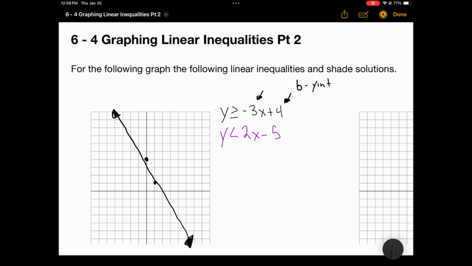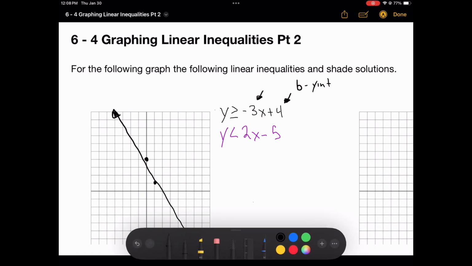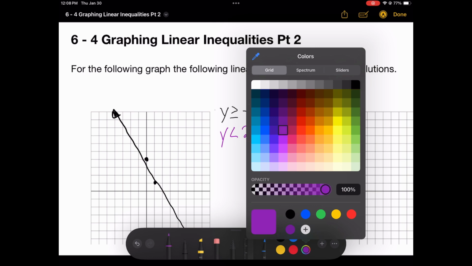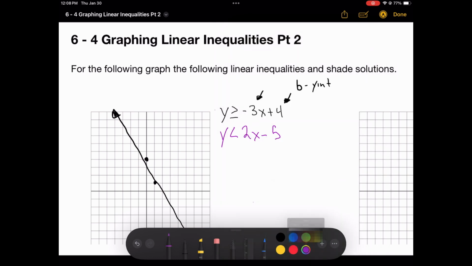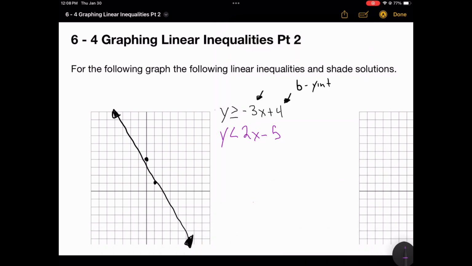Now we have to graph the purple line, and I'm going to do that right now. Choose my purple. There we go. And to graph the purple line, I'm just going to do the similar thing that I did last time. I'm going to go 1, 2, 3, 4, 5, go 5 down, and then I'm going to go up 2 over 1. There you go. This one just happens to be a dotted line, and the reason why is there is no equal to sign down here, so it's a dotted line. That means the solution is not included.